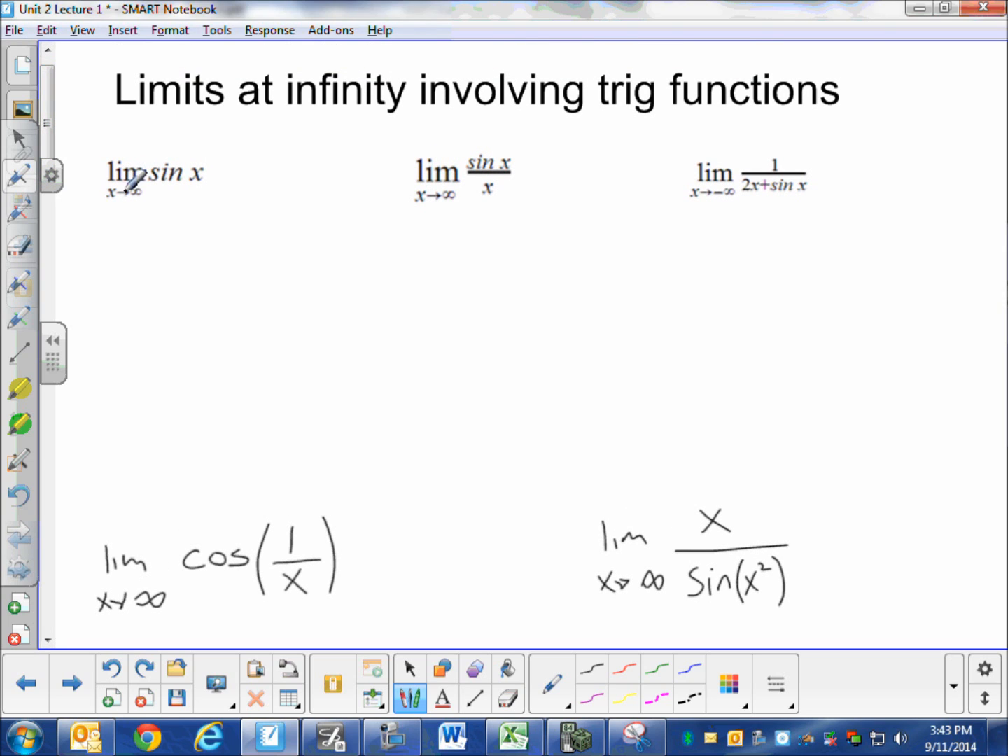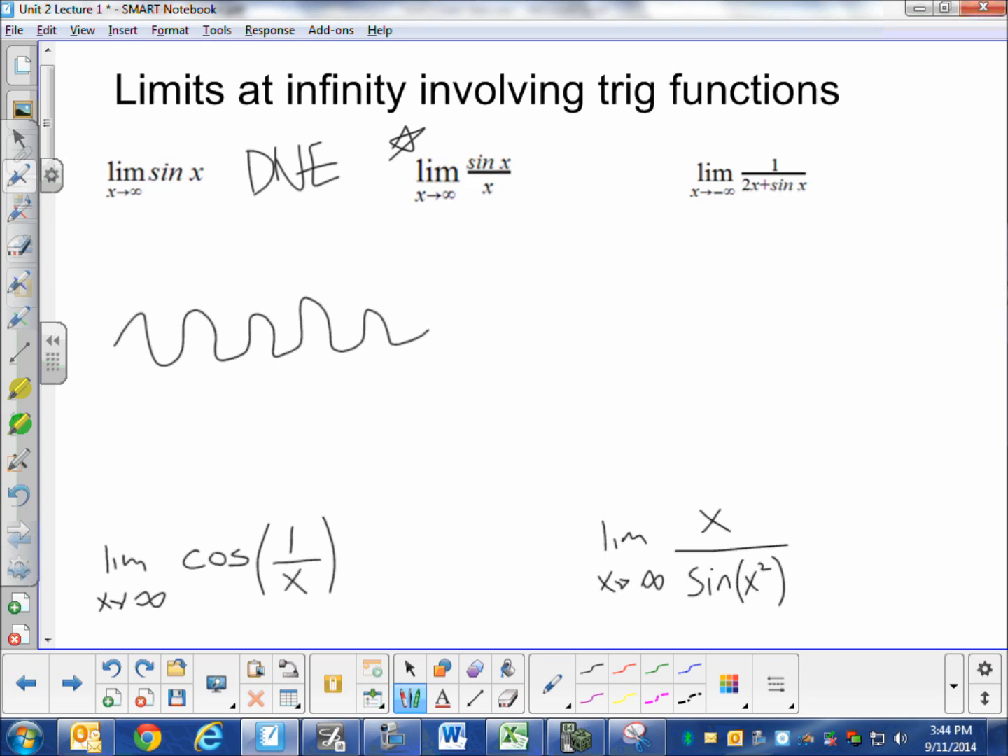Limit as x approaches infinity of the sine of x. This does not exist. Sine goes up and down forever and ever and ever. It'll never approach a value. So, what would this be? Nope. That's only when x approaches 0, guys. You know that. Sine x over x when x approaches 0 is 1.